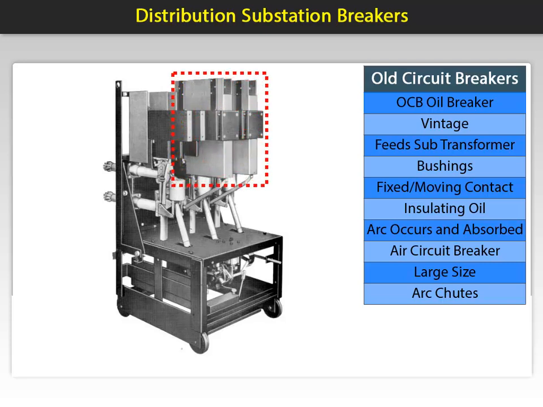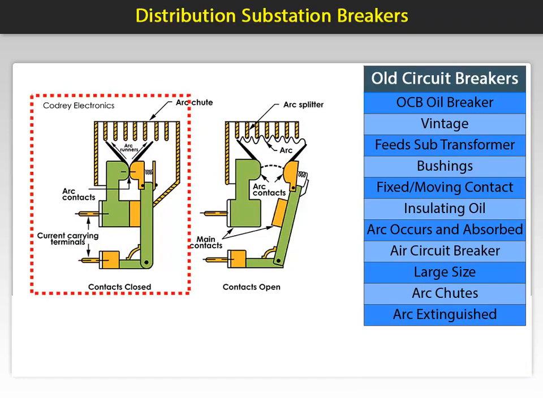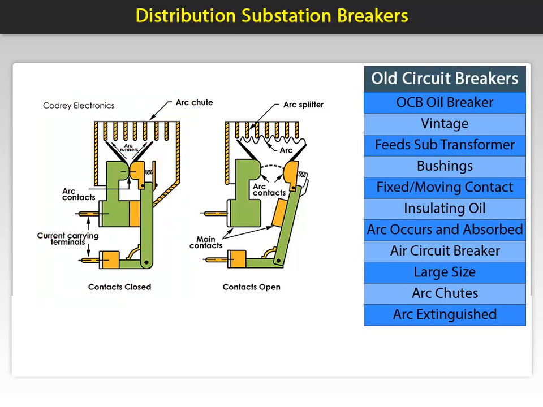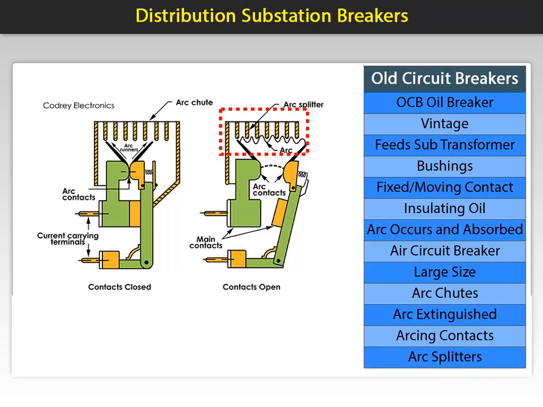This illustration depicts how the arc is extinguished with an air circuit breaker. The image on the left shows the breaker contact closed. When it is opened or interrupts a fault, the arc is moved by the arcing contacts toward the arc chute. The arc chute consists of stacked plates with a gap in between. The arc is then spread out across the plates until extinguished.